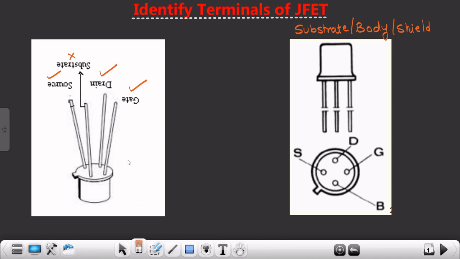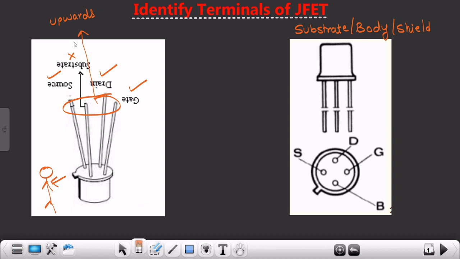Okay, so for that, the very first point in the shortcut trick is this. If this is me, then I should handle the JFET in such a way that the notch should point towards me. As you can see, this is a notch, and it is pointing towards me, and all the 4 terminals should point upwards. So you can clearly see all the 4 terminals are pointing upwards. So this is the very first point to remember in the shortcut trick.